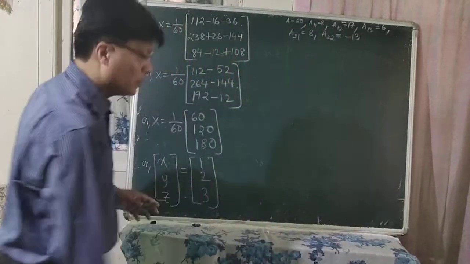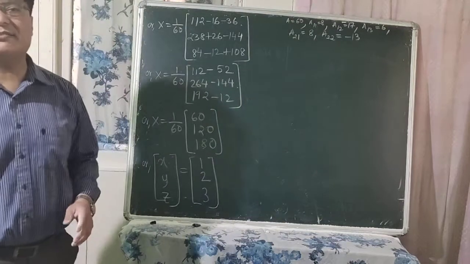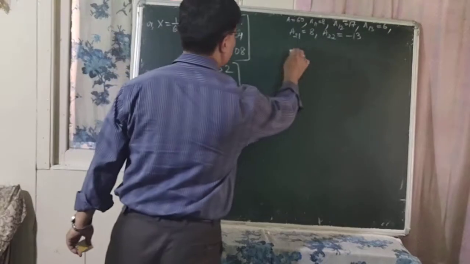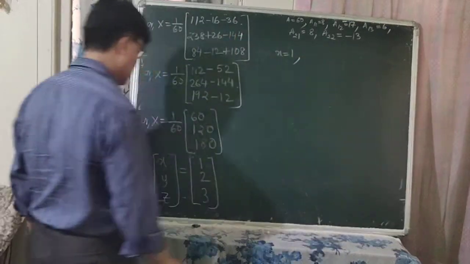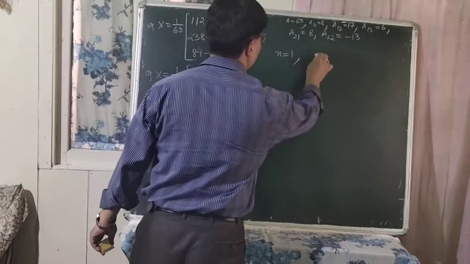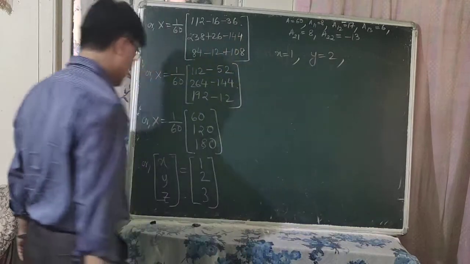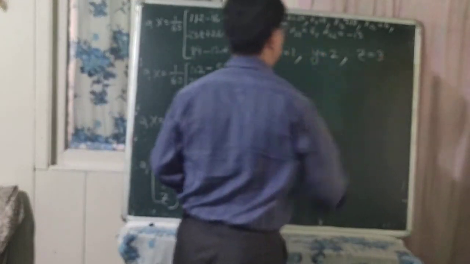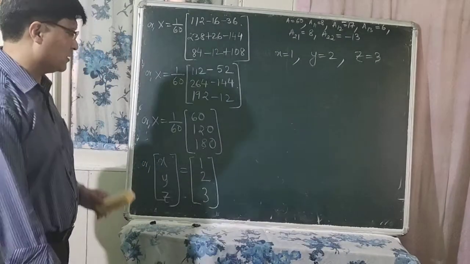So now next, what will you do? So this is the equality of two matrices. You can equate the corresponding elements. That means you can equate x is equal to 1. Next, y is equal to 2. Next, z is equal to 3. But these are not the answers.